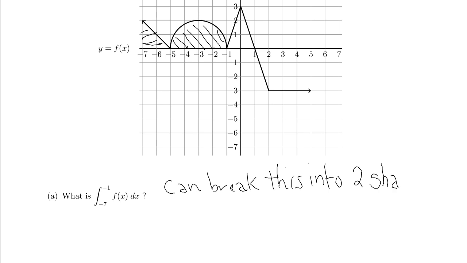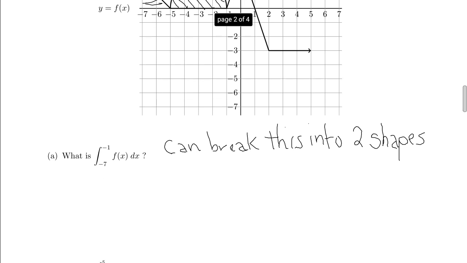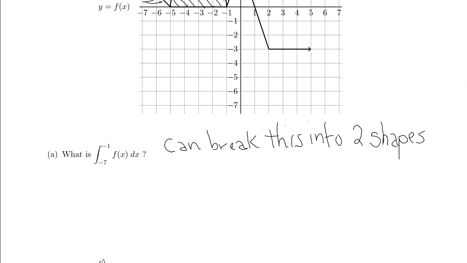Because we have nice formulas for the area of a triangle and the area of a semicircle. If it wasn't a nice shape, we would have to use an approximation like the Riemann sum, right? We'd have to use rectangles to try and approximate what this area is. But because it's nice shapes, we can actually compute this directly. So the definite integral is going to be equal to the area of the triangle plus the area of the semicircle.